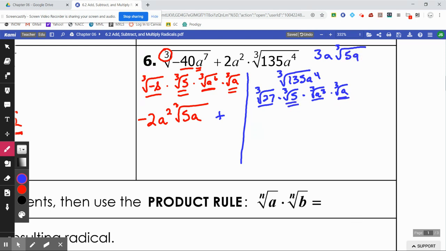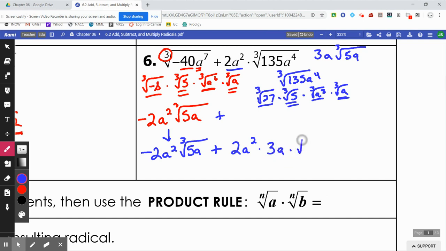Those two are staying. So now I can write my problem down. Let me come down to the very bottom and bring this down. Negative 2a squared times the cube root of 5a plus, the original problem has a 2a squared times 3a times the cube root of 5a. Now I've got an issue here. I've got to combine these. And that's going to give me negative 2a squared times the cube root of 5a plus the 2 times 3 is 6a to the 3rd times the cube root of 5a.